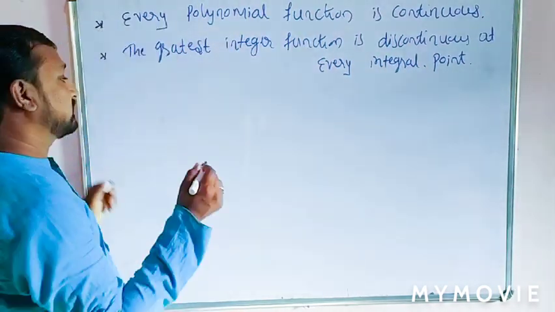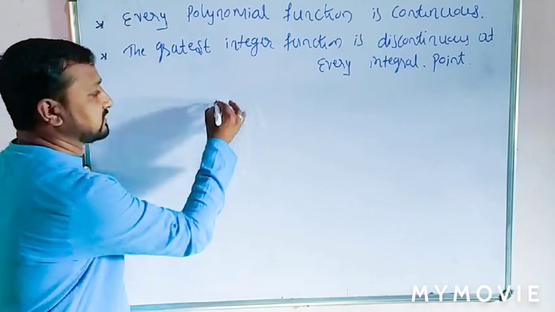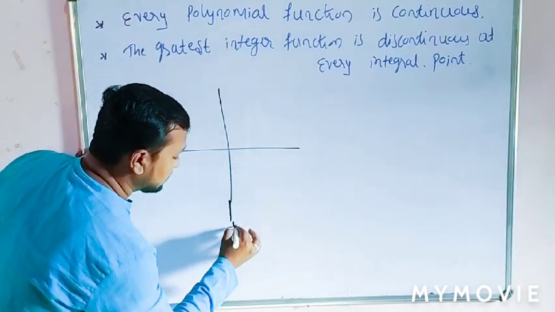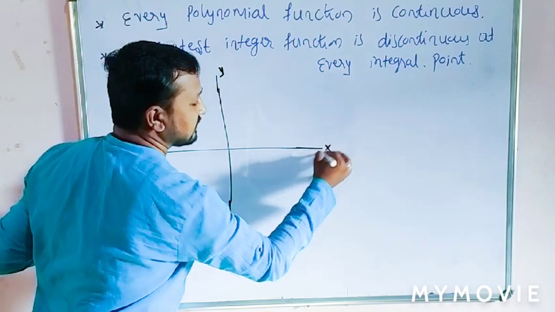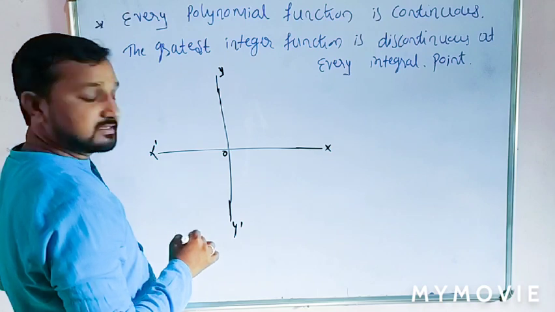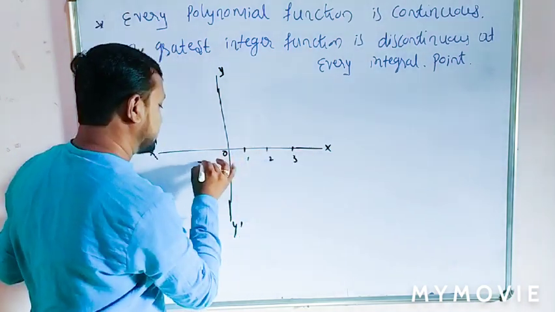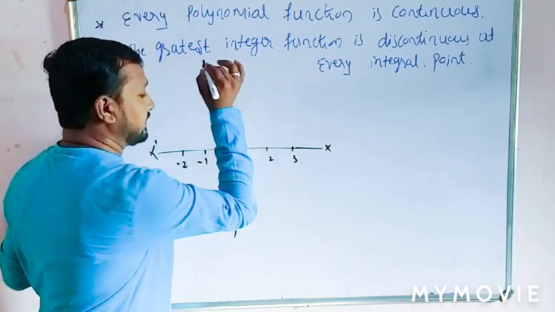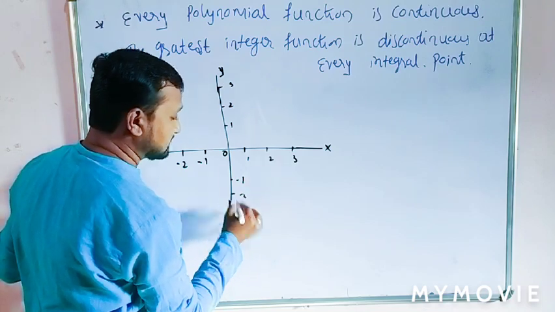I can take some points and draw the graph of this function for clarification. Here we take the x-axis as well as the y-axis. This is your y dash, so this is your y-axis. This is your x-axis, x dash. This is 0. Is that clear? This is positive 1, 2, 3 and so on. Negative 1, negative 2, and so on. Again minus 1, minus 2, minus 3.